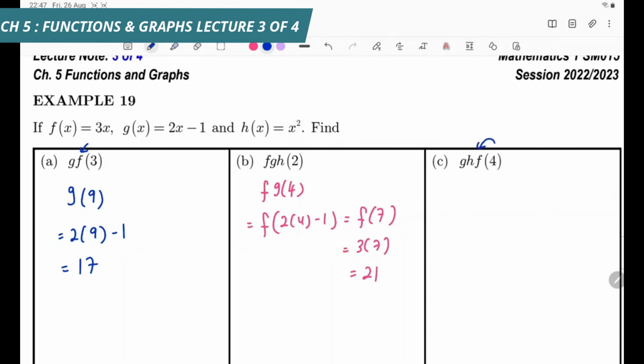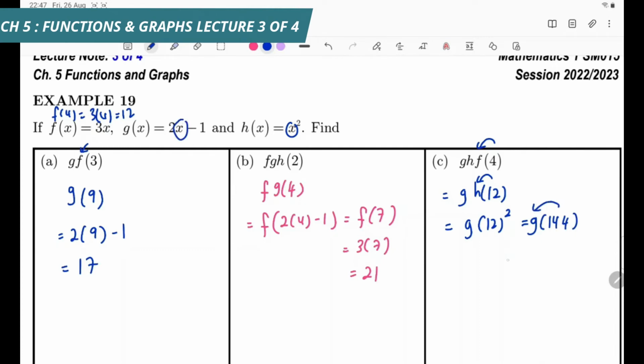Substitute 4 into the f, so we have 3 multiplied with 4, which is 12. And then substitute 12 into the h, so we have 12 squared, 144. And then substitute 144 into g, which is 2 multiplied with 144 minus 1, is equal to 287.